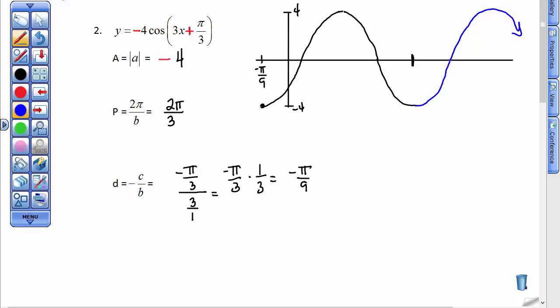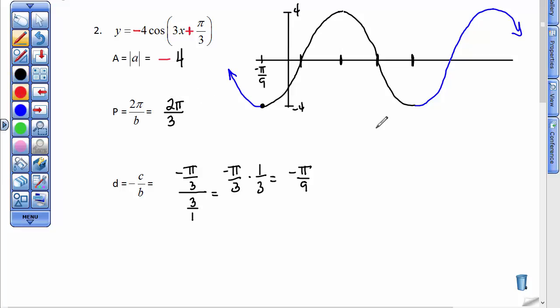And I'd put some arrowheads. Again, don't forget, it can go that way as well. But what I would like you to do now is get this point, this point, this point, and this point. Be careful. You could get this final point by starting here and adding the period to it. Absolutely, you could do that.